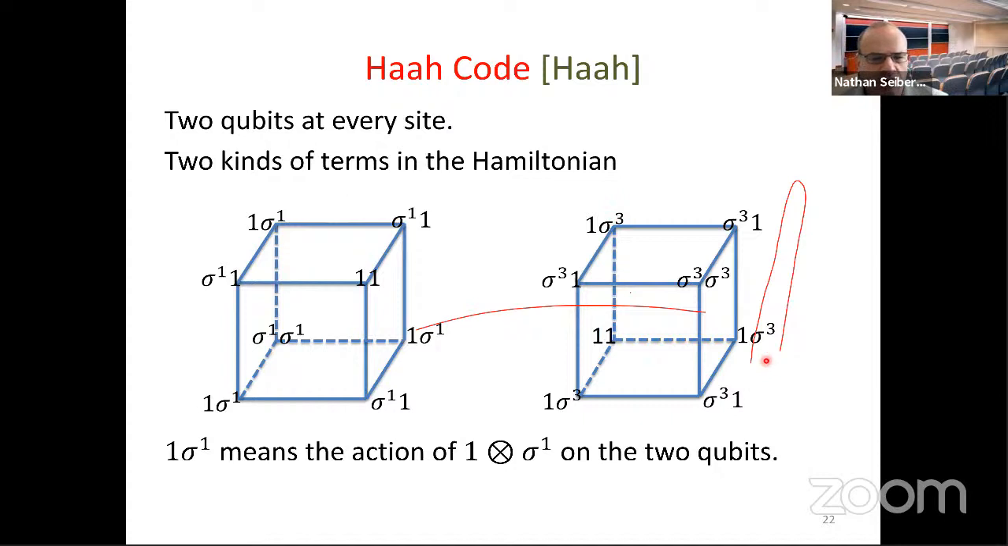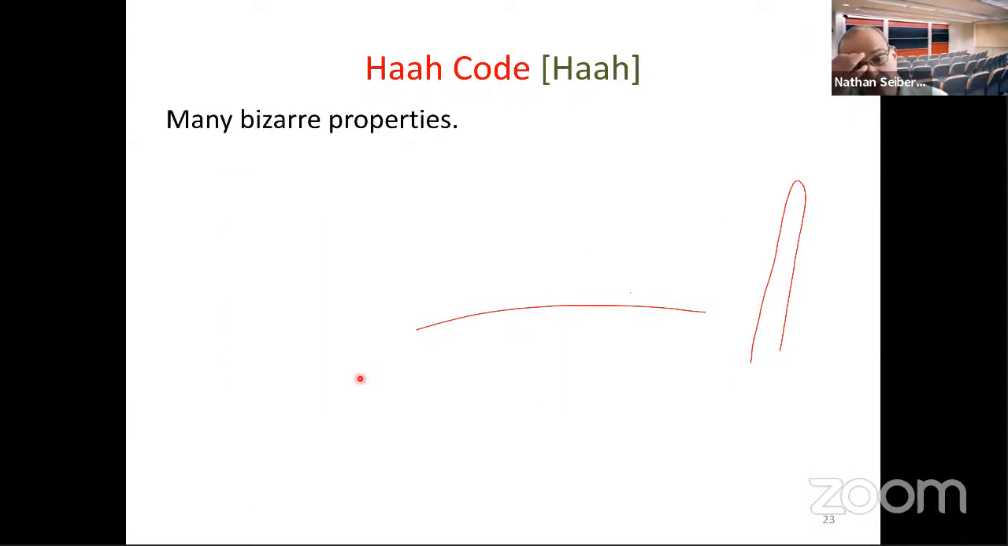The important thing I want to emphasize is that the Hamiltonian has 2 kinds of terms, and it's again an innocent-looking Hamiltonian. A Hamiltonian which has spins. Here we have 2 spins per site, and there are interactions which are not nearest neighbors, but only finite distance away, and that doesn't look that crazy. Yet the model has many bizarre properties.